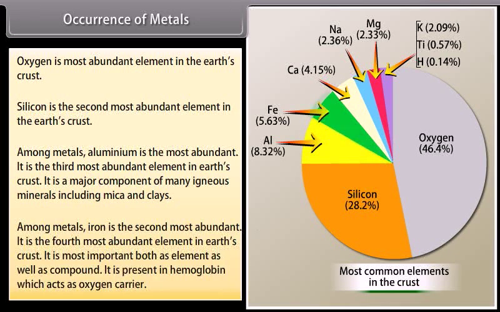Among metals, iron is the second most abundant. It is the fourth most abundant element in Earth's crust. It is most important both as an element as well as a compound. It is present in hemoglobin, which acts as oxygen carrier.